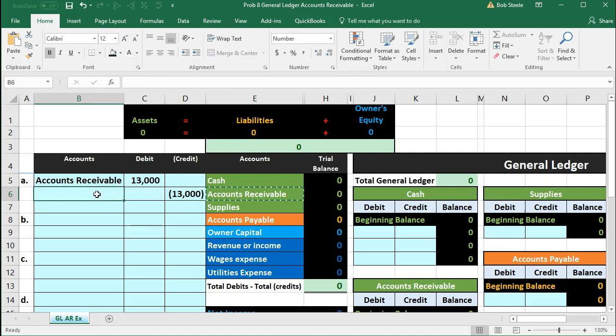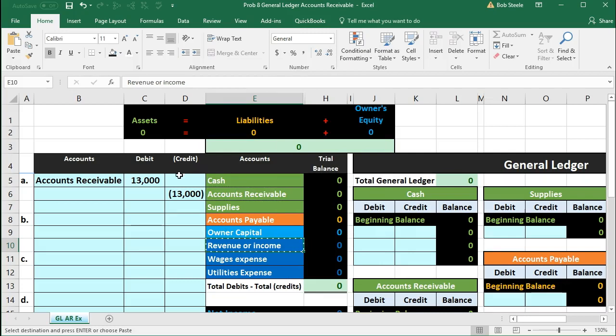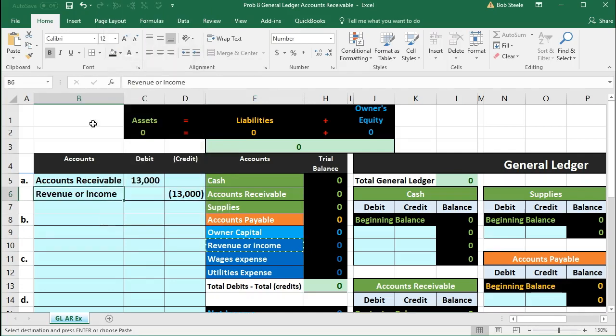Why are people going to pay us 13,000 in the future? Because we earned it. We earned revenue. And therefore we're going to have the revenue account down here, revenue or income. I'm going to copy that and put it right below in B6, right click and paste it. Then we're going to double click right before the R and space 3 times to indent it.